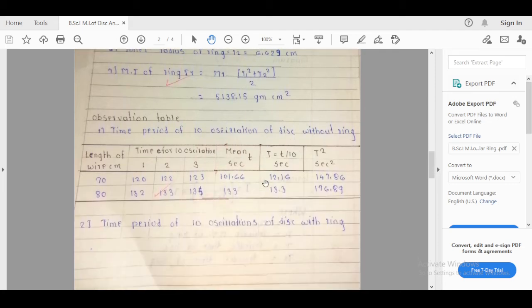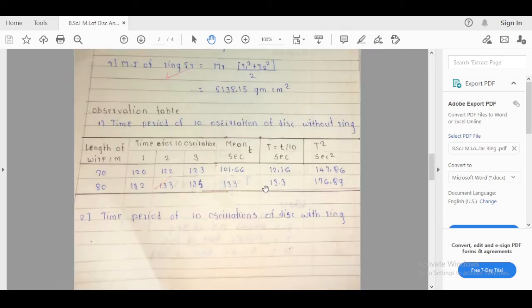Now there are two observation tables for two lengths. One is for the time period of 10 oscillations of the disk without the ring. In the first observation table we have to measure the time period of 10 oscillations of the disk. For that, the first column of the observation table is the length of the suspension wire in centimeter. Second column, time for 10 oscillations. We have to take at least 3 trials for each length. Then ultimately we calculate the mean time t, that is the addition of the 3 divided by 3.